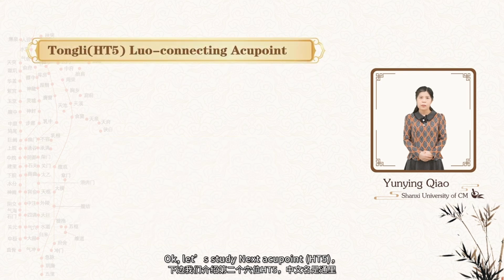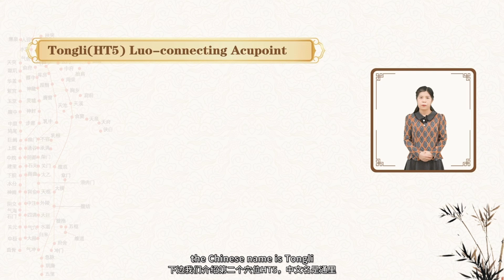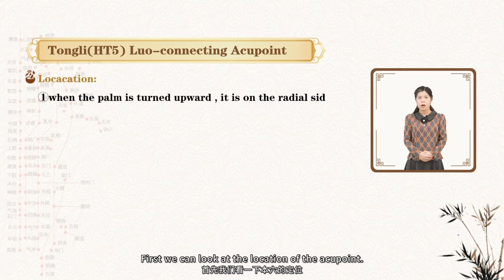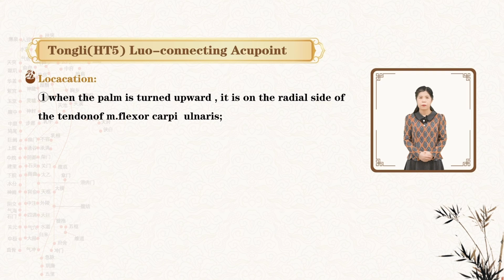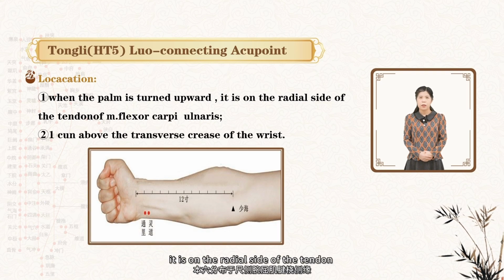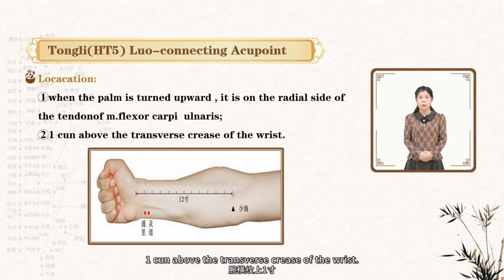Okay, let's study the next acupoint, heart 5. The Chinese name is Tongli. First, we can look at the location of the acupoint. When the palm is turned upward, it is on the radial side of the tendon of muscle flexor carpi ulnaris, 1 cun above the transverse crease of the wrist.